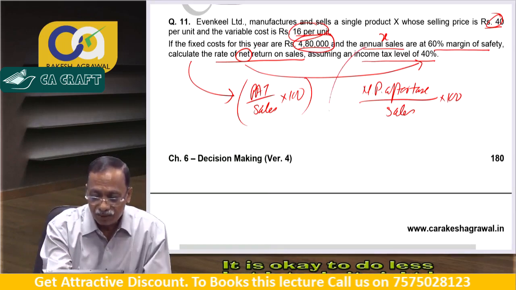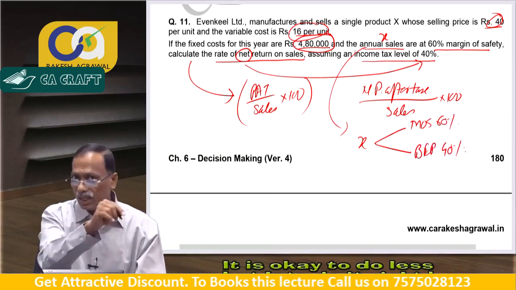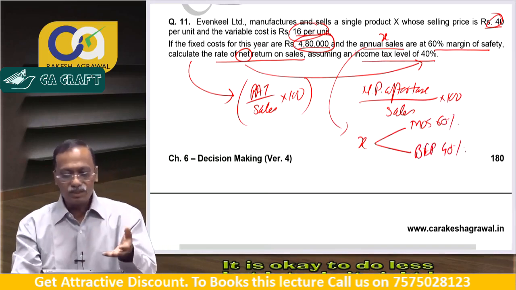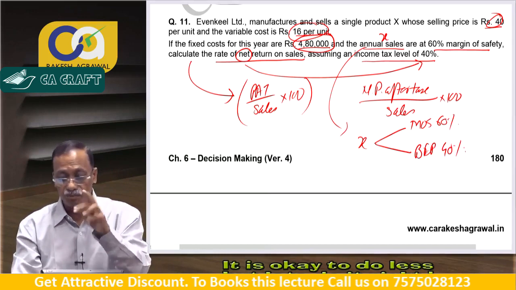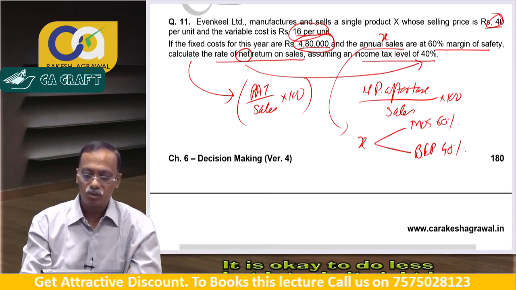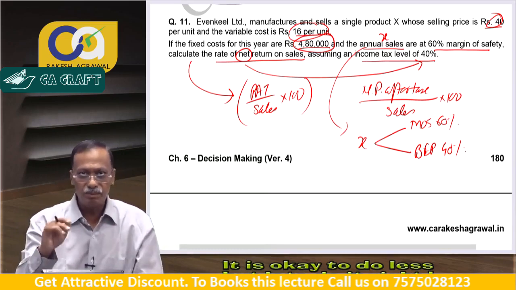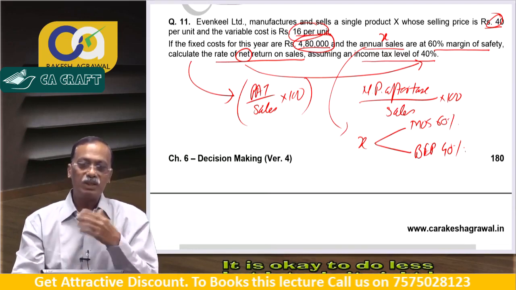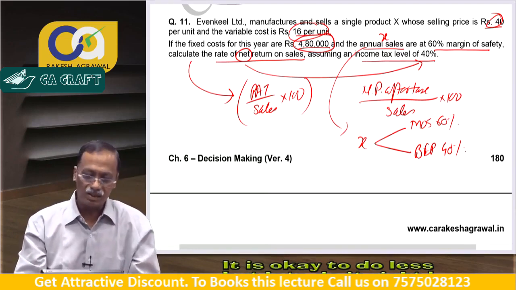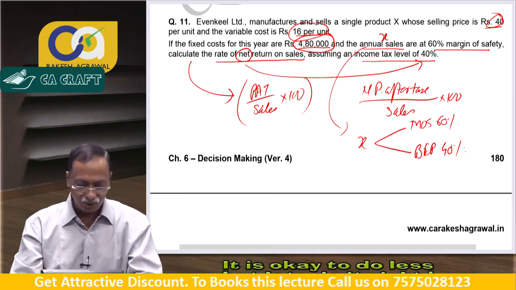I'll assume this annual sales as X. Of this, margin of safety is 60%, so BEP is 40%. And we know the answer for BEP, that is fixed cost divided by PV ratio, which is 40% of annual sales. So we'll get annual sales. Are you getting it? Because 60% is the safety margin, your BEP sales is 40% of annual sales. Once we get annual sales, we'll get profit after tax, and profit after tax divided by sales, you'll get the answer. So let's go, let's write it down.